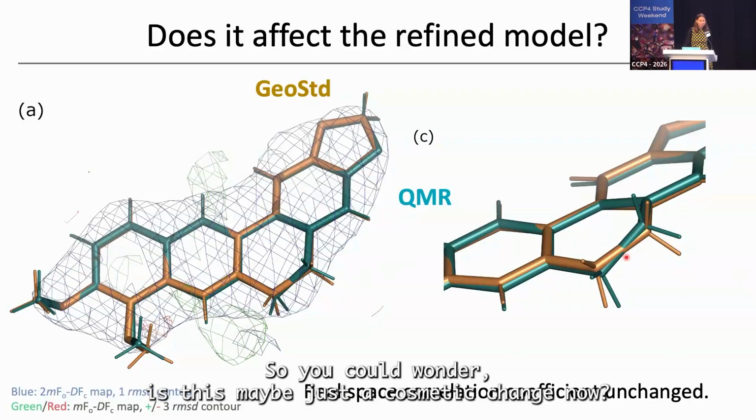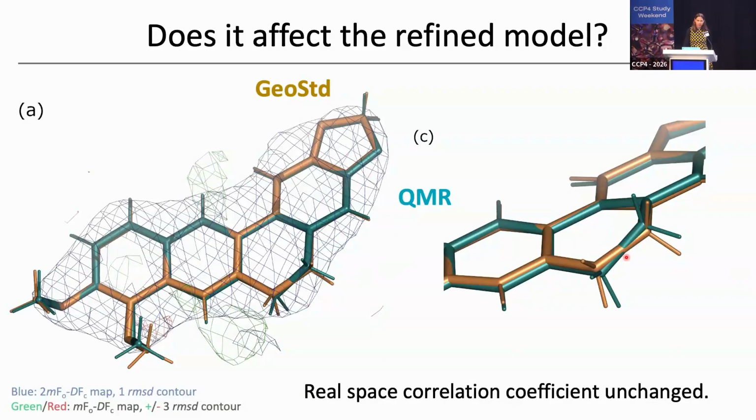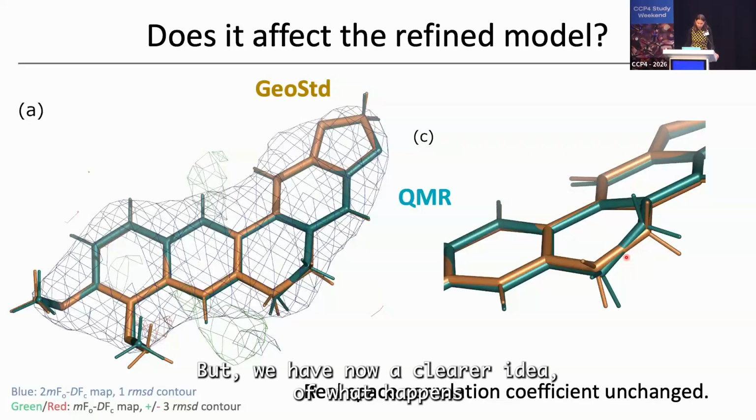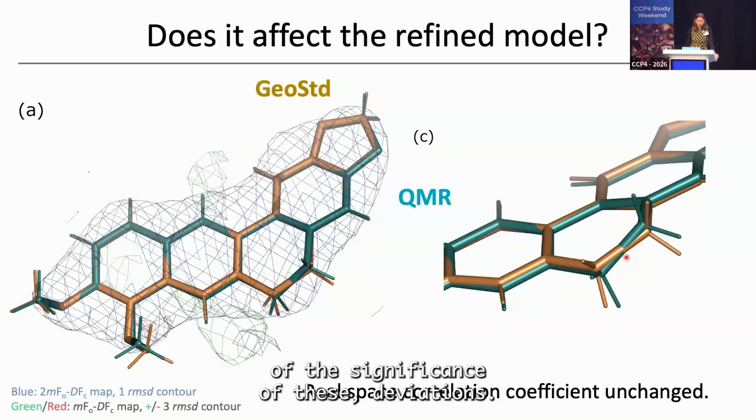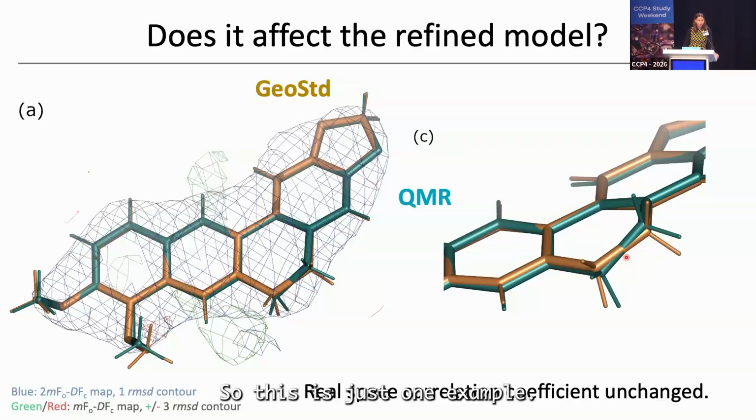So you could wonder, is this maybe just a cosmetic change, right? We use a different set of restraints. The model looks basically the same, but we now have a clearer idea of what happened, of the significance of these deviations. So this is just one example. Of course, we have to test if this works on many things. So we did some benchmarks.